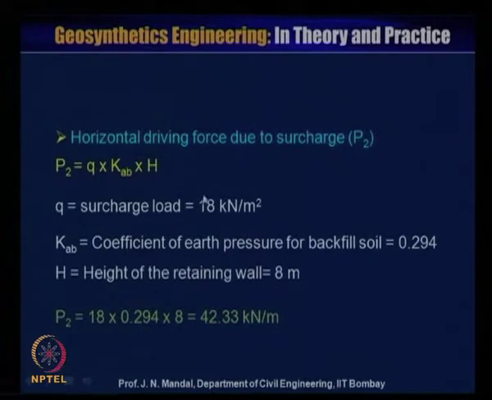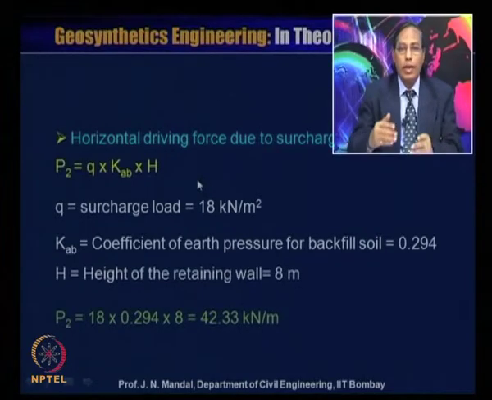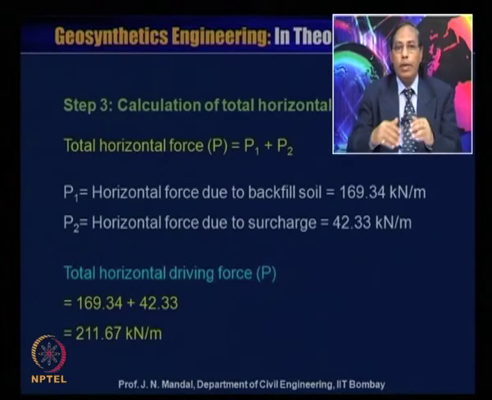Now, similarly, what will be the horizontal driving force due to surcharge, that is P2. P2 is equal to Q into KAB into H. Q is the surcharge load, which is given as 18 kilonewton per meter square. KAB is known, 0.294, and the height is known, 8 meter. So P2 you can calculate as 18 into 0.294 into 8, which is 42.33 kilonewton per meter. So we know what P1 and P2 are.